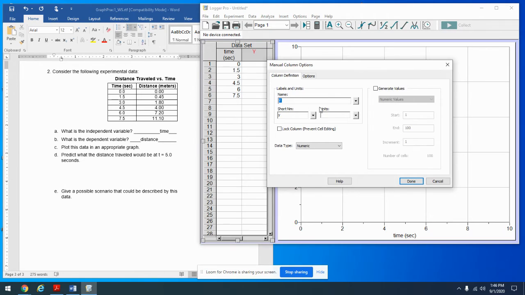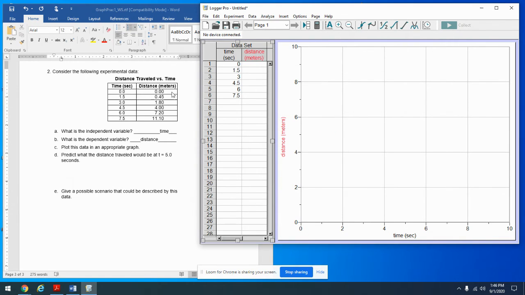And my dependent variable, it's not called y, it's called distance. That's what it is. And that's going to be short, the D for that. And the units, they wrote out all of meters. Usually meters are abbreviated just M. I can't do generate values because it's not a nice little pattern. So I'm going to type those in. What I got: 0, and then 0.45, and then 1.8, and then 4, and 7.2, and 11.1.